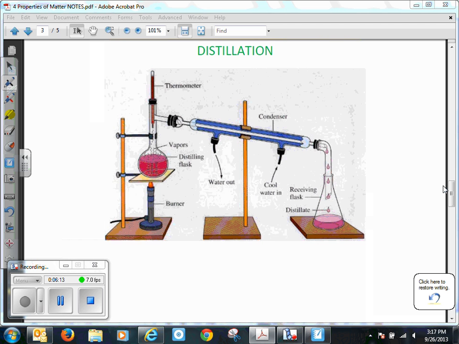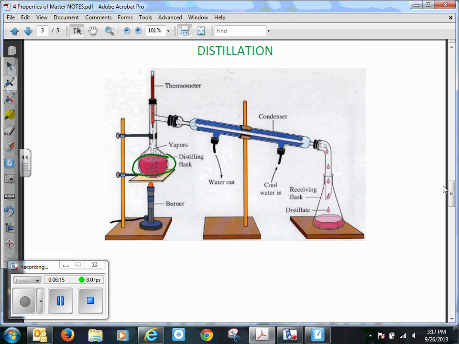What's happening here is we have a mixture in here, and it could be a solution, but we're going to try to use the physical property of boiling point to separate this mixture. In the lab, we're going to have a Bunsen burner that heats this mixture. Let's say there's an alcohol and water combination in here. Alcohol has a much lower boiling point than water does.